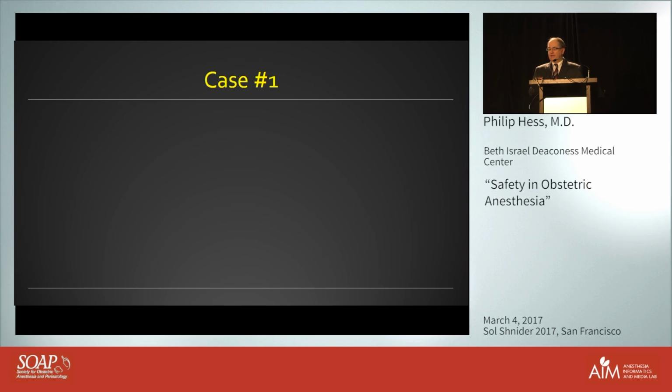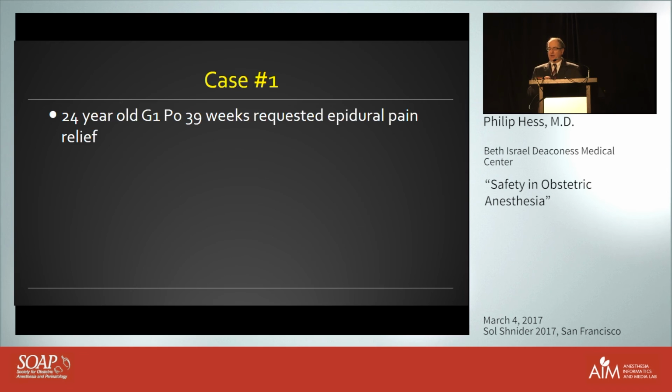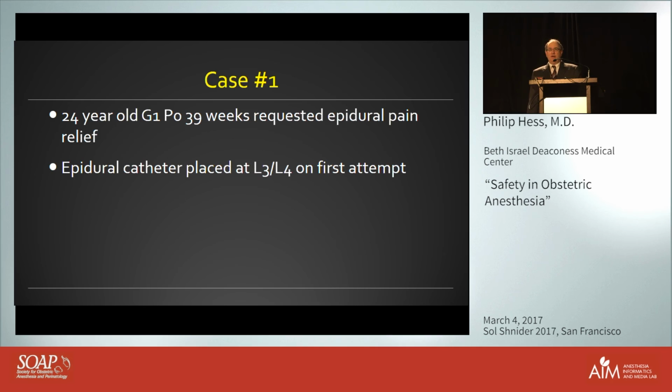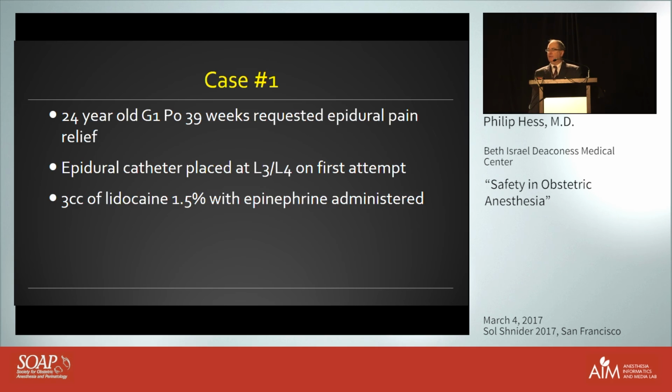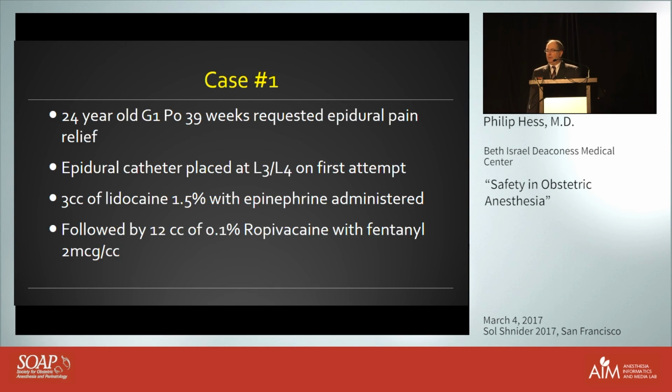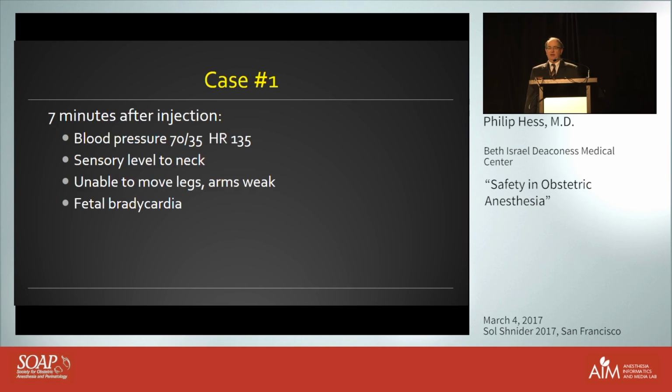I'm going to showcase a case here, which is a 24-year-old Gravida 1 at 39 weeks, who requested epidural pain relief. Epidural catheter was placed at L3-4 on the first attempt uneventfully. 3 cc's of lidocaine with epinephrine were administered as a test dose, followed in rapid succession by 12 cc's of ropivacaine and fentanyl as a labor analgesic. And within a few minutes, the patient had a high spinal, right? Blood pressure dropped, unable to move her legs.